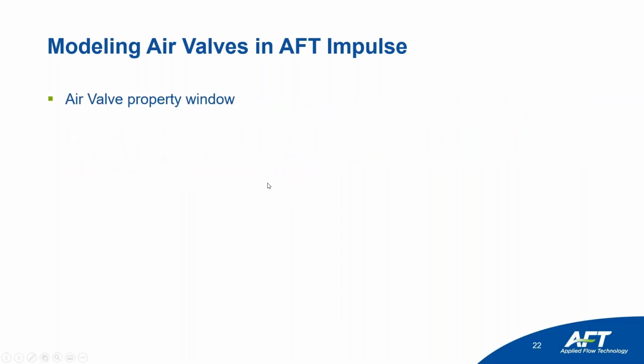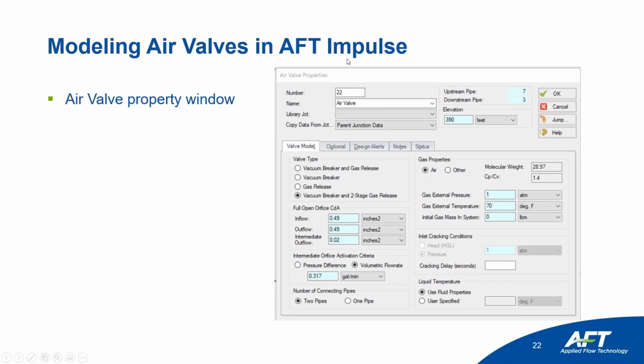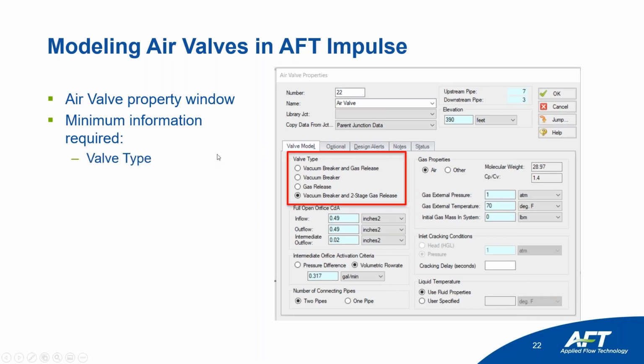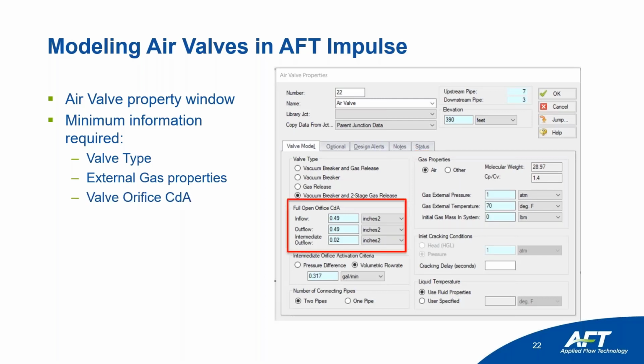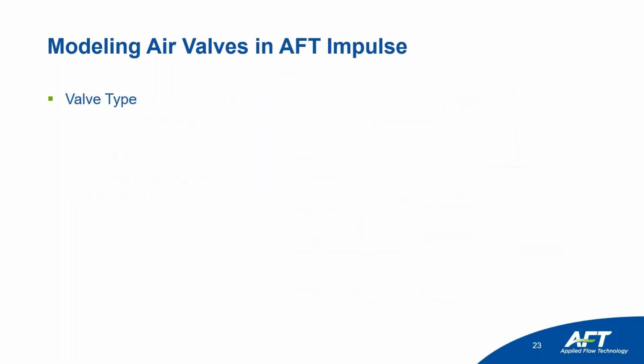Okay, so let's start with the air valve property windows. Here's the air valve property window that you need to fill. You need a minimum of information to be able to run it. First, the valve type. You have to define the valve type that you're going to use, whether you're going to use a vacuum breaker, a combination, an air release, etc. External gas properties are another piece of information that you have to fill in, and valve orifice information that you get from the supplier. So let's talk in a little more detail about each of them. Valve type. AFT can model 4 types of air valves.